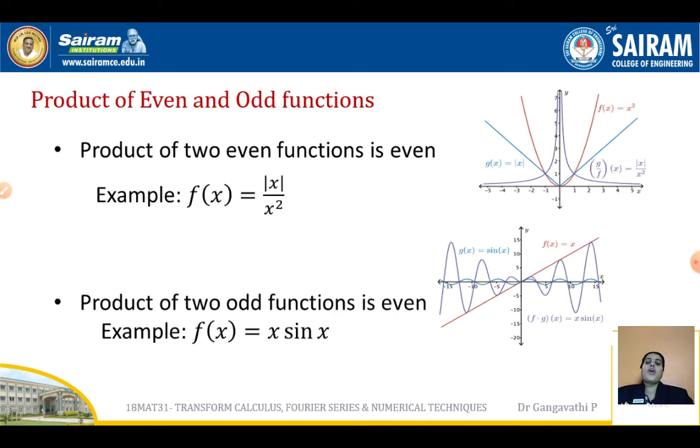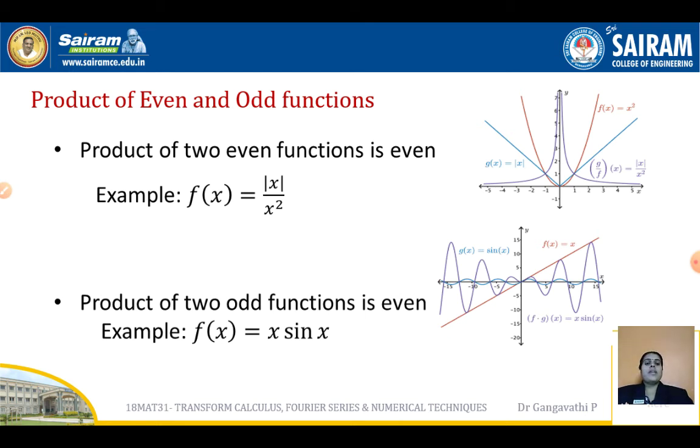Now, the product of even and odd functions. I was talking about an even function and an odd function. What is the product of two even functions, what is the product of two odd functions, and how can it be represented graphically? Here, the product of two even functions is even itself, like positive times positive is positive. Similarly, the product of two odd functions is again even.